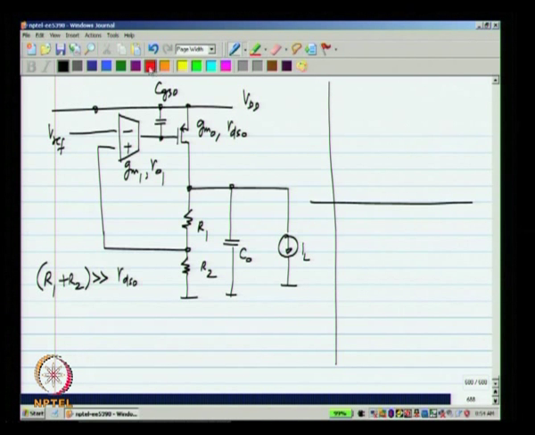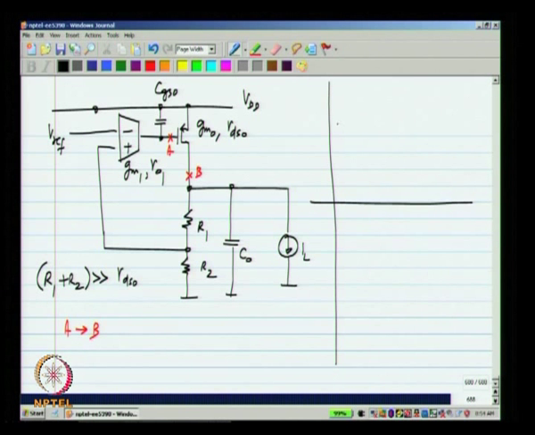If you look at the transfer function from A to B, we will have GM0 times the impedance here, which is RDS0 parallel that one. Because C0 is very large, the pole associated with this node is likely to be at a low frequency, and that will tend to be the dominant pole of the system.